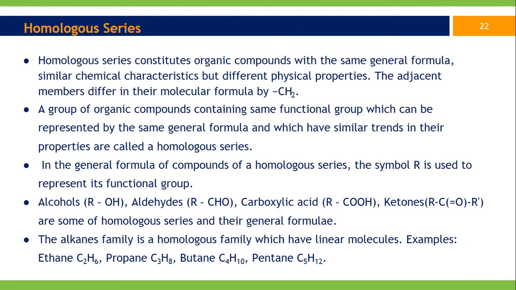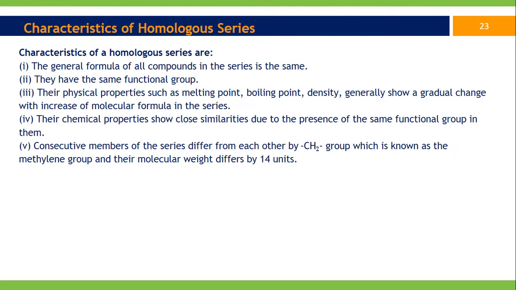In the general formula of compounds of a homologous series, the symbol R is used to represent the rest of the molecule. For example, alcohol ROH, aldehyde RCHO, carboxylic acid RCOOH, ketones RC double bond OR are some of the homologous series and their general formulas. The alkane family is a homologous family which has linear molecules. Example, ethane, propane, butane, pentane.